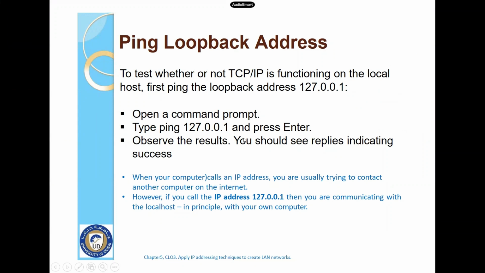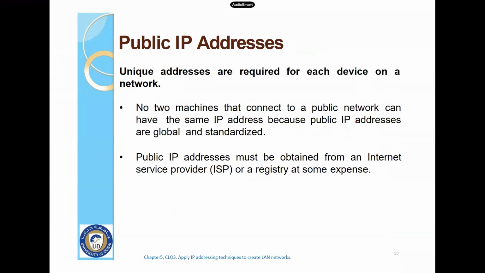All right, so if you were asked what is the job of this address, it is the loopback for ping. Now there are public IP addresses, and then we're going to talk about private addresses. A unique address is required for each device on the network. That's something we already know.